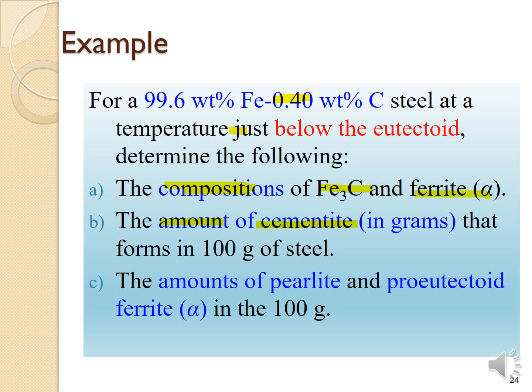So actually that's another way to ask the weight percentage of cementite, right? If we know the weight percentage, then we multiply it by the overall weight, we can have the amount, the weight of cementite that requires. And then lastly, we're going to calculate the amount of pearlite and the pro-eutectoid ferrite. Those are the microconstituents, right? We're going to calculate the amounts of each microconstituent.